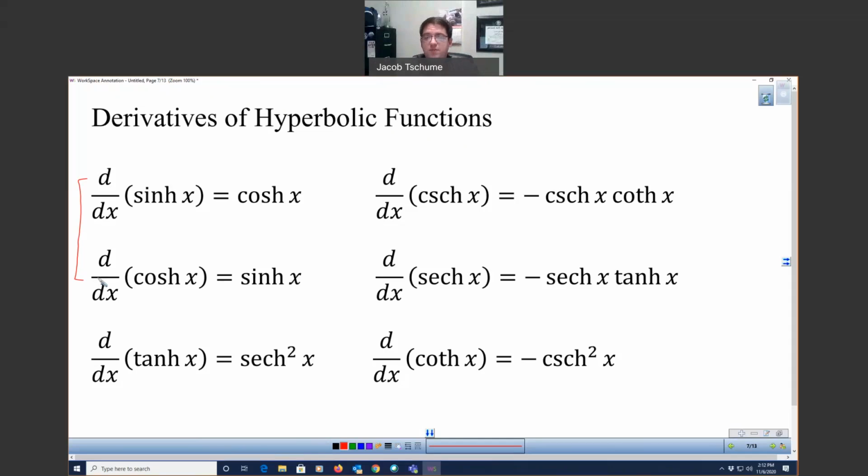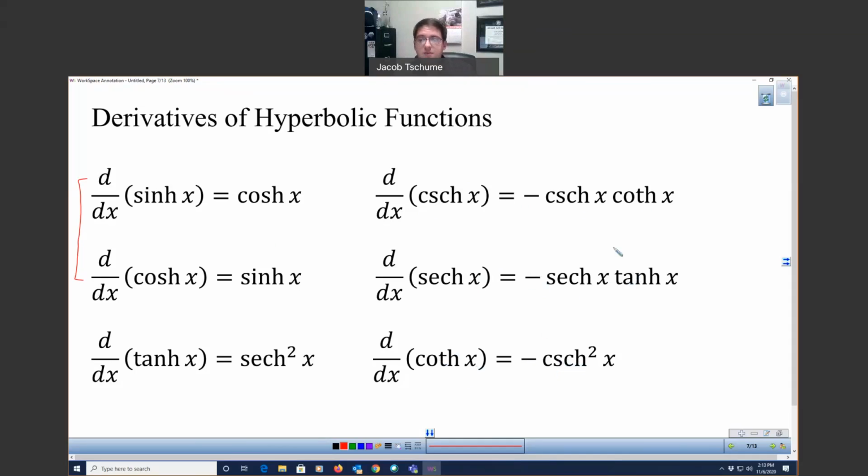So for example, the derivative of hyperbolic cosecant is going to be negative hyperbolic cosecant times hyperbolic cotangent. The derivative of hyperbolic secant is the negative, this one's different, it's negative hyperbolic secant times hyperbolic tangent. And then the derivative of hyperbolic cotangent is negative hyperbolic cosecant squared. It's a mouthful sometimes.